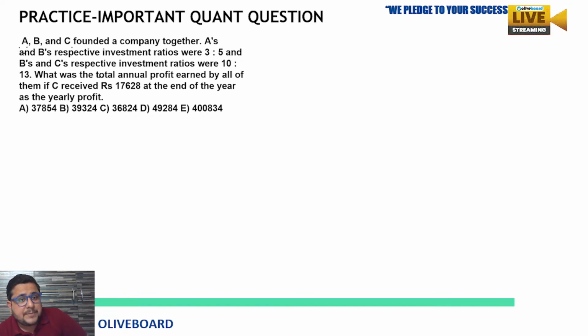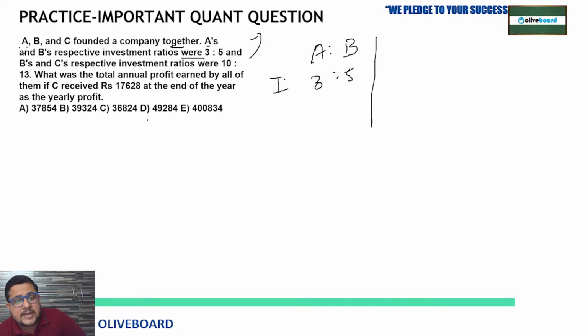Now see, ABC, this is the next question. Founded a company together. A's and B's respective investment ratio were 3 is to 5. So investment ratio of A to B is 3 is to 5. This is the investment ratio. Now if we will talk about next, B and C's respective investment ratio were 10 is to 13. Just see here. 3 is to 5, 10 is to 13.